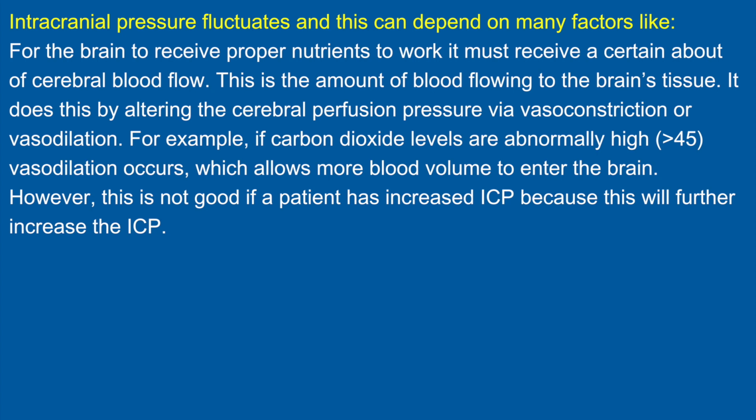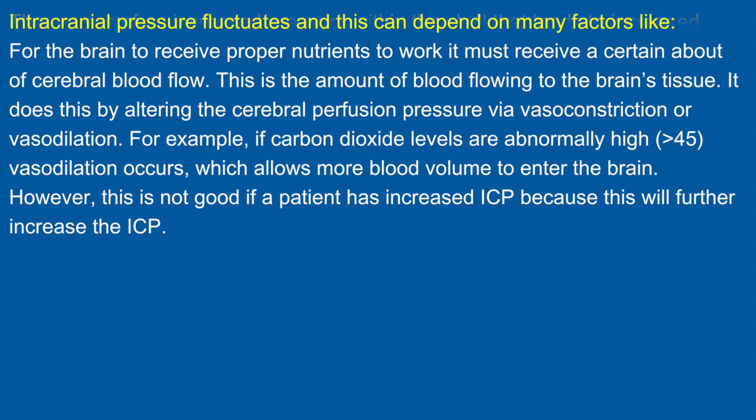For the brain to receive proper nutrients to work, it must receive a certain amount of cerebral blood flow. This is the amount of blood flow into the brain's tissue. It does this by altering the cerebral perfusion pressure via vasoconstriction or vasodilation. For example, if carbon dioxide levels are abnormally high, more than 45, vasodilation occurs, which allows more blood volume to enter the brain. However, this is not good if a patient has increased ICP, because this will further increase the intracranial pressure.